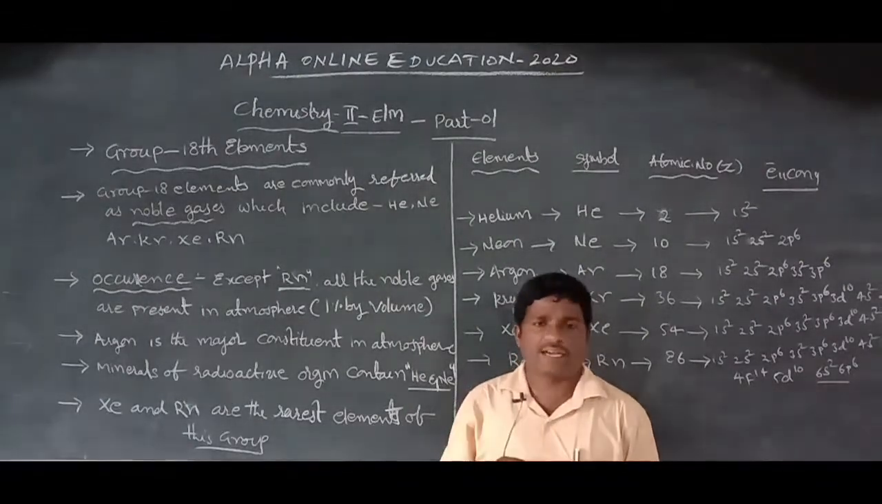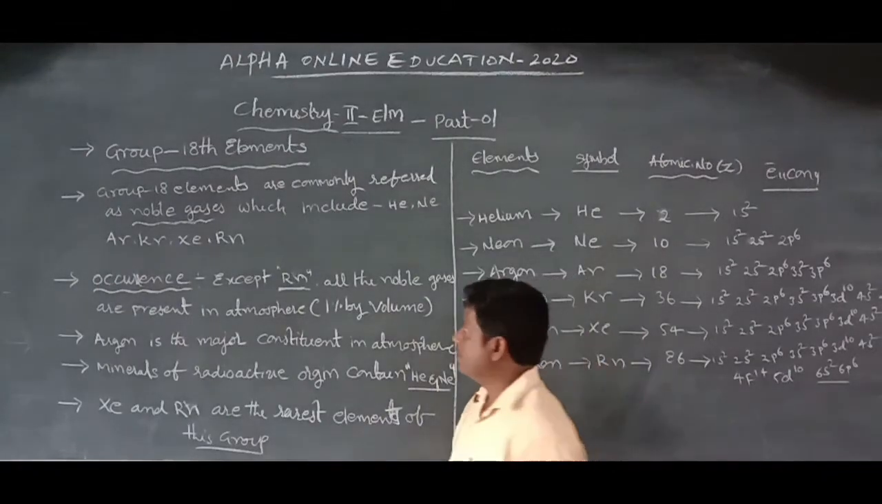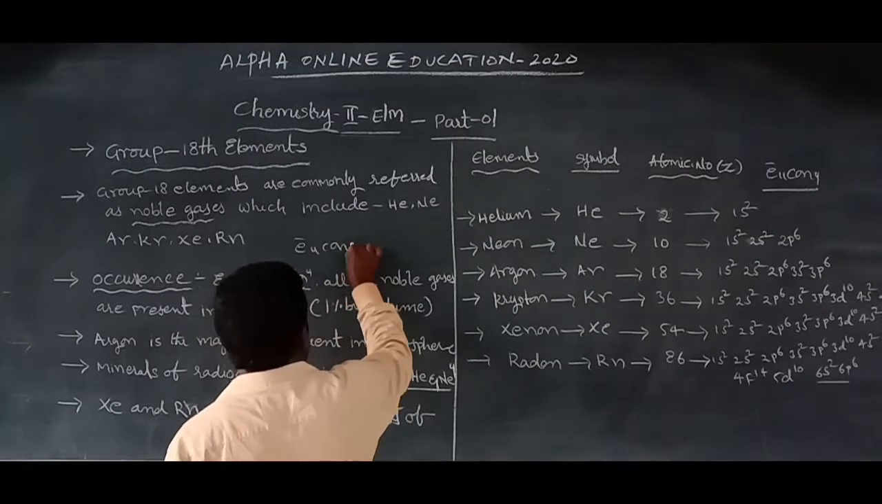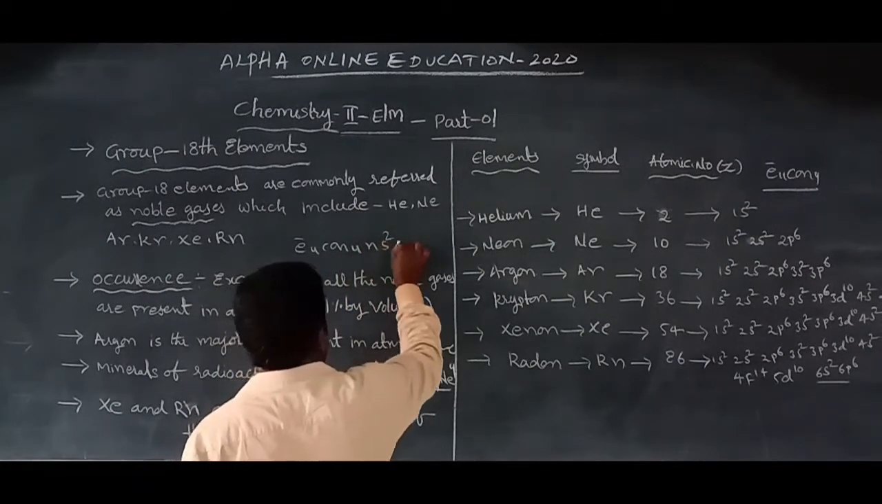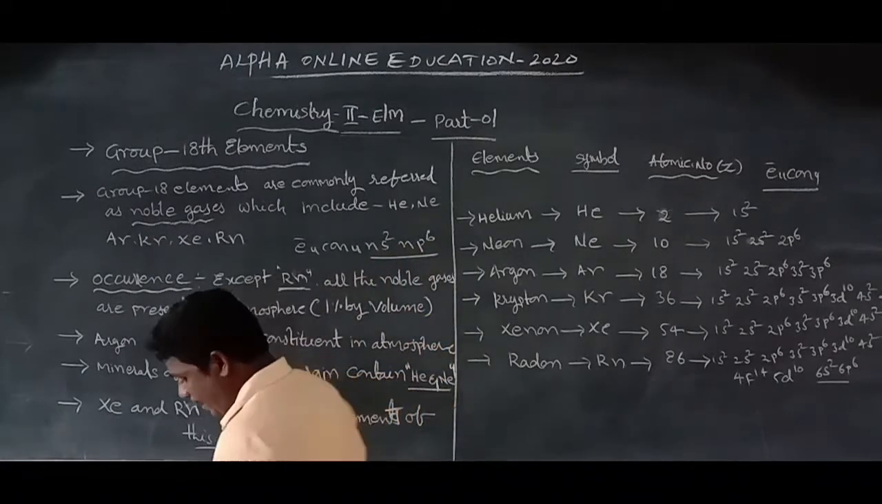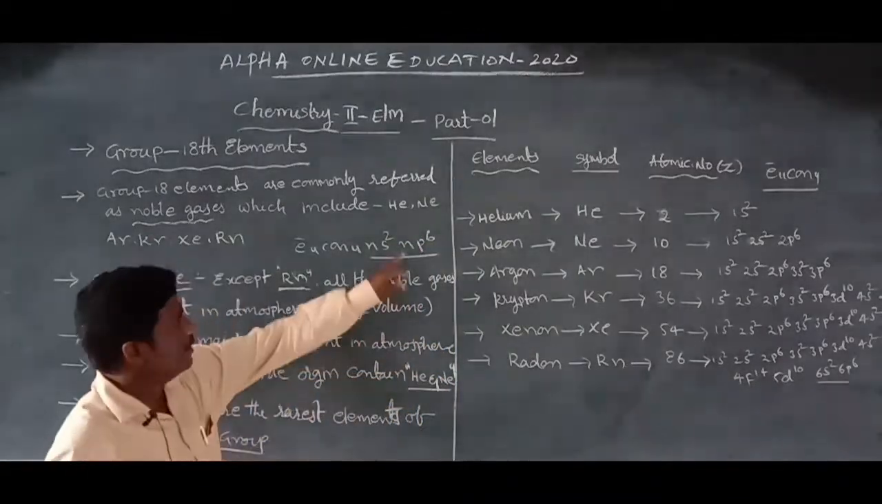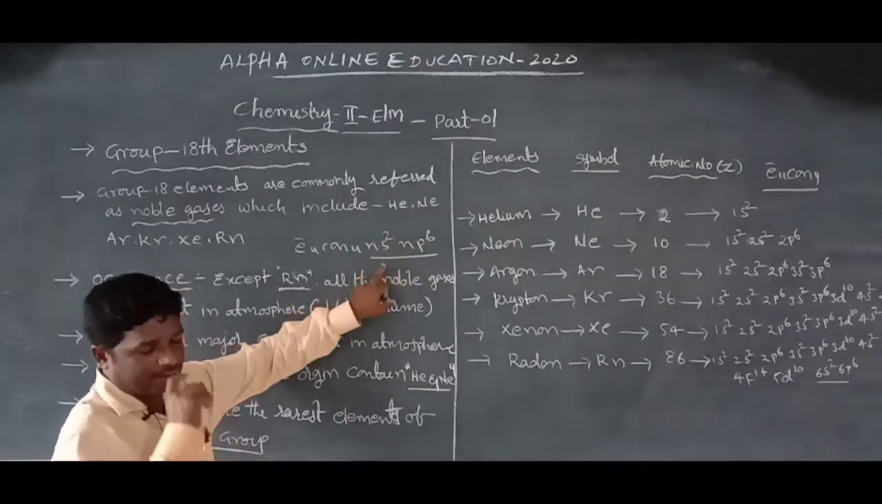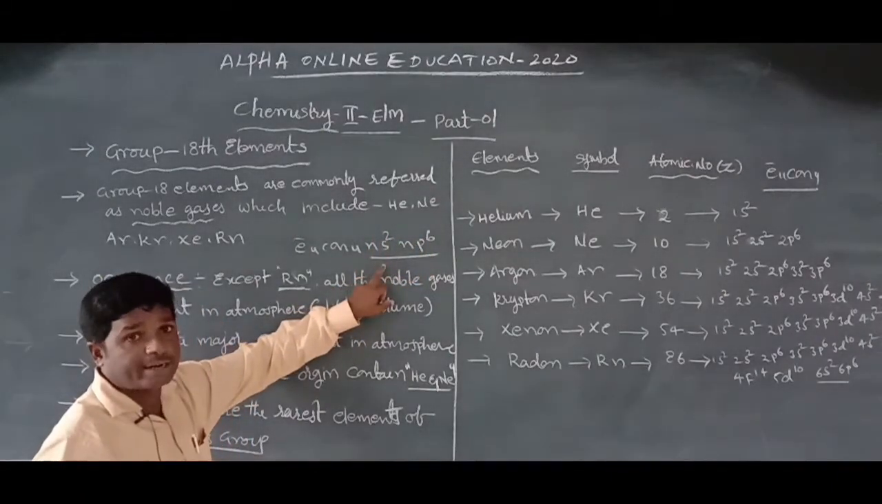The general electron configuration of the noble gases is ns2 np6. The s orbital holds 2 electrons and the p orbitals hold 6 electrons. 2 plus 6 is equal to 8 electrons. The outermost shell has fully paired electrons.